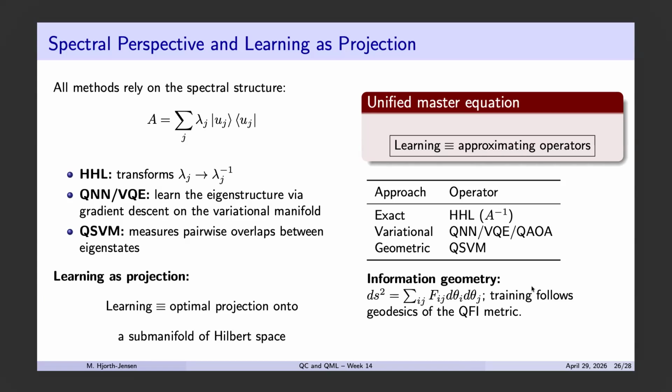So the QNN, a quantum neural network, and the VQE as well, they actually learn the eigenstructure via gradient descent on a variational manifold. So typically what you have is an exact inverse in the HHL. You actually calculate the exact inverse operation here. And in the standard quantum neural network and also quantum Boltzmann machines, which we will discuss, this is actually a variational approach to the problem.